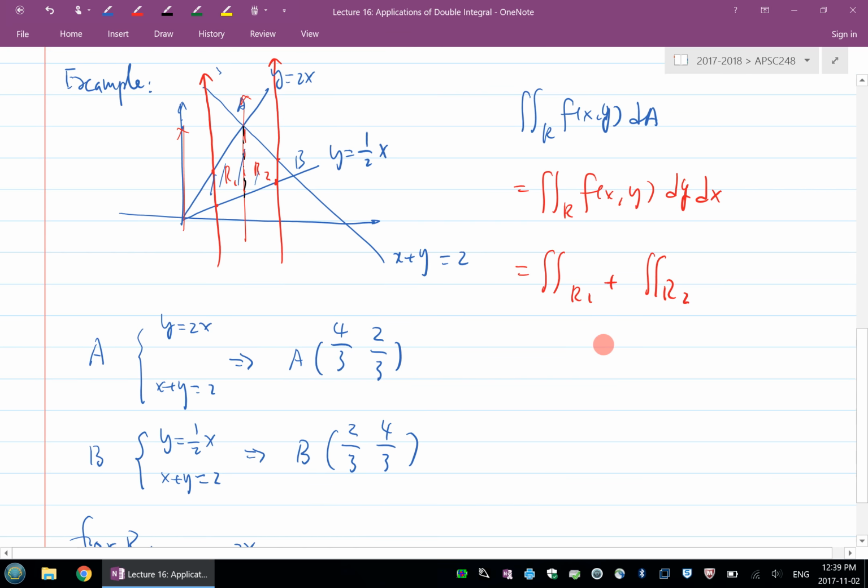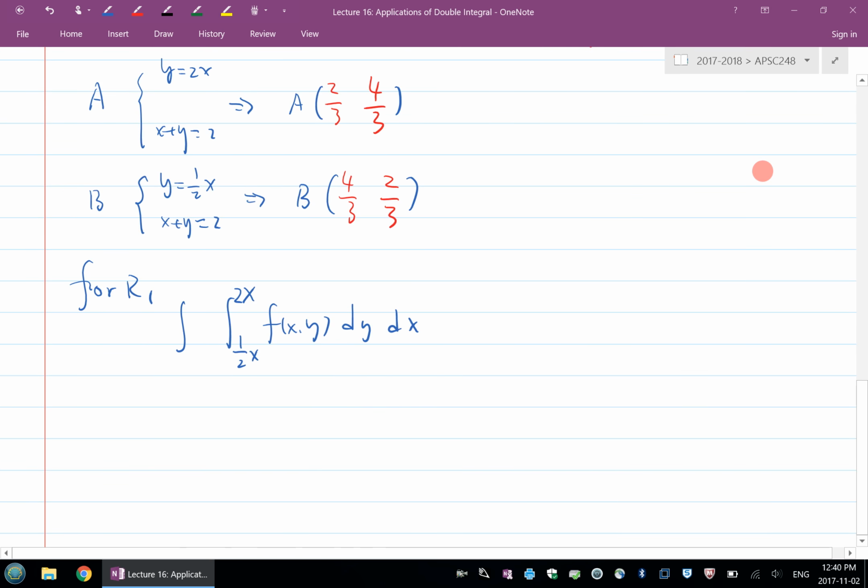Sorry, I think that this is not right. For the point A, your coordinates should be 2 over 3, 4 over 3. And for the B here, this is 4 over 3 and 2 over 3. Okay? Apparently the B has to have a bigger x coordinate than the A, right? So basically from 0 to 2 over 3.